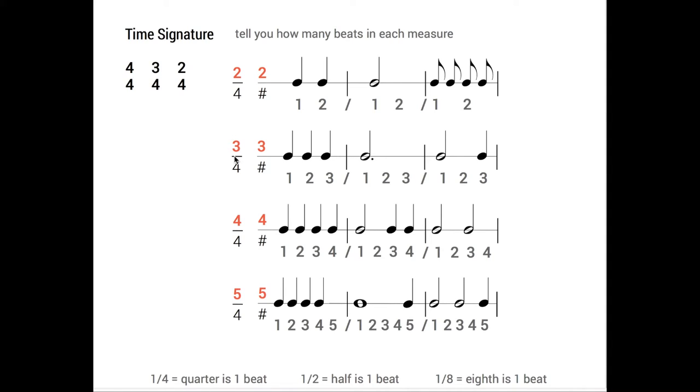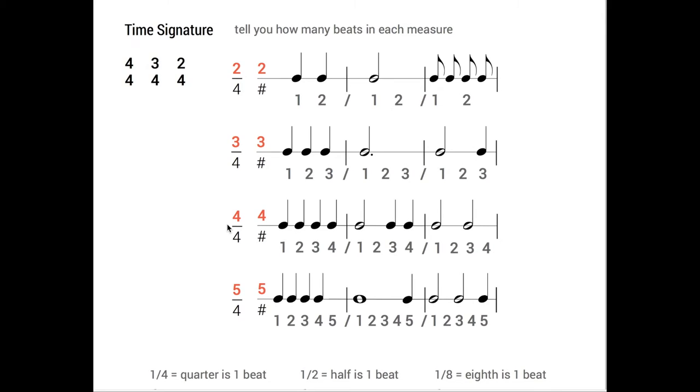Top number 3 means there are 3 beats in a measure. Three quarter notes is a 3 count, or one dotted half note can take the whole measure as a 3 count, or a combination of a half note and a quarter note, 2 plus 1 is a 3 count. Likewise, the number 4 on top means there are 4 beats in a measure.